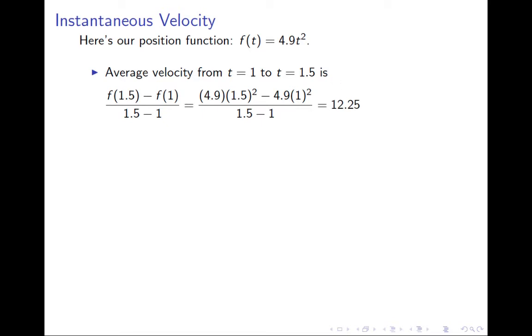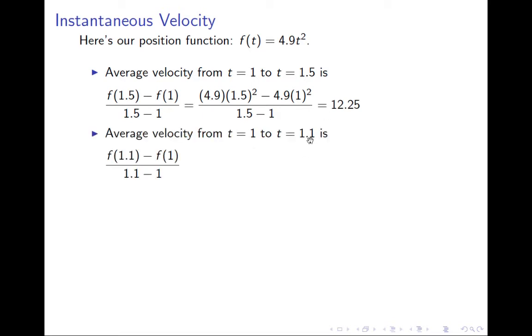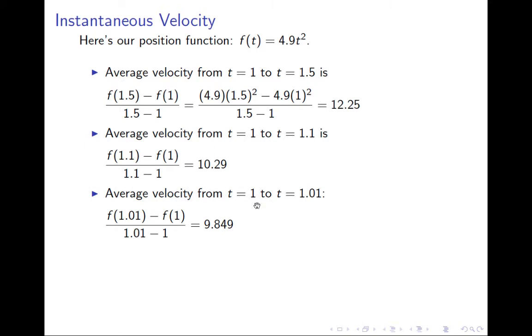So how does this help us find the instantaneous velocity? Well, to approximate the instantaneous velocity, we can repeat this calculation over a smaller interval starting at 1 and ending at, say, 1.1. In this case, we compute the average velocity using the change in position over change in time formula, and we get back that it's 10.29 meters per second. We could do this again over an even smaller interval, say from 1 to 1.01 seconds, and we get back an average velocity of 9.849 meters per second.